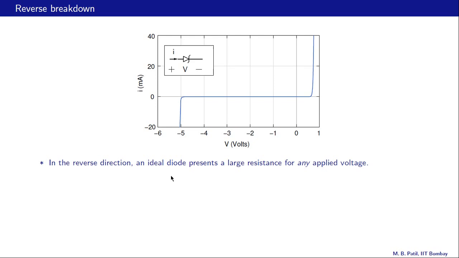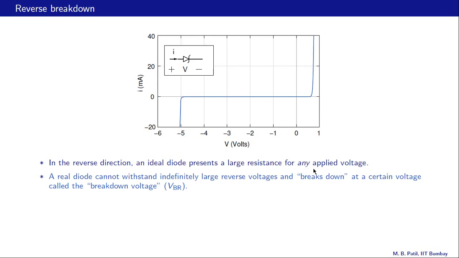Let us now look at the IV curve of a real diode, and in particular we want to look at the reverse bias region, that means with applied voltage less than 0 volts. In the reverse direction, an ideal diode presents a large resistance for any applied voltage, ideally infinite resistance, and that is indeed what we have assumed so far in all our examples.